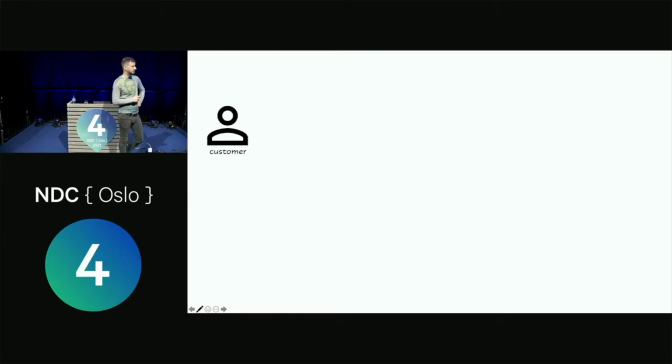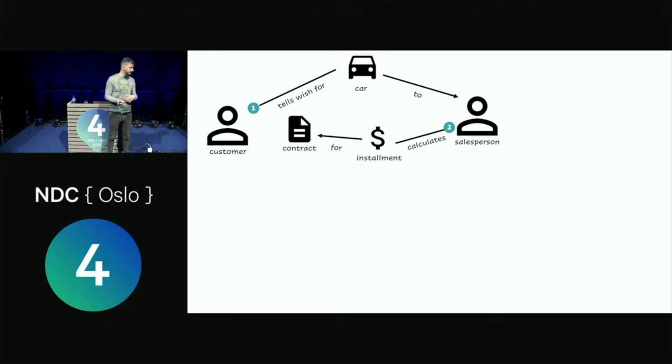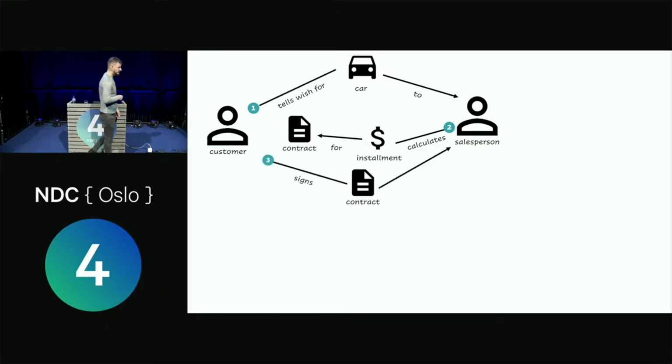So we start with our customer, Bob. And the customer tells his wish for a car to a salesperson. And the salesperson then will calculate an installment for a contract for that car. Installment, that's the name for the monthly payment that the customer is going to make. The money they have to pay every month. And let's assume the customer is okay with that contract and with that installment, says, well, I can afford that installment. Then the customer will sign the contract and give it to the salesperson.